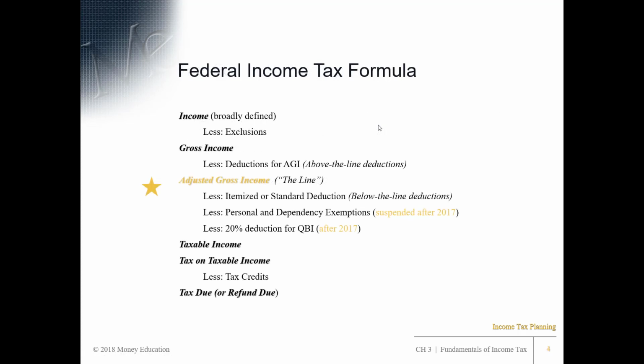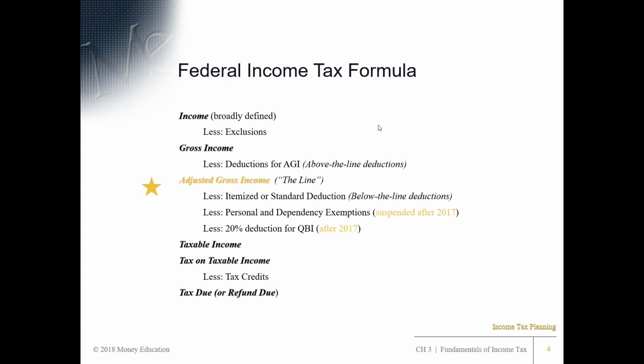Let's dive a little deeper into the federal income tax formula. Income is broadly defined, less exclusions. So gross income, less deductions for AGI, which are called above the line deductions. Then you get to AGI. This is a magic number for a lot of credits and other things. You usually have to answer this question on personal tax forms or personal financial statements that you need.